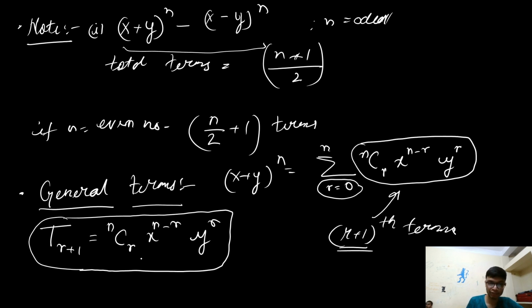For example, if you have to write the sixth term, the term number 6, you write it as t of 5 plus 1. That means the value of r is basically 5.